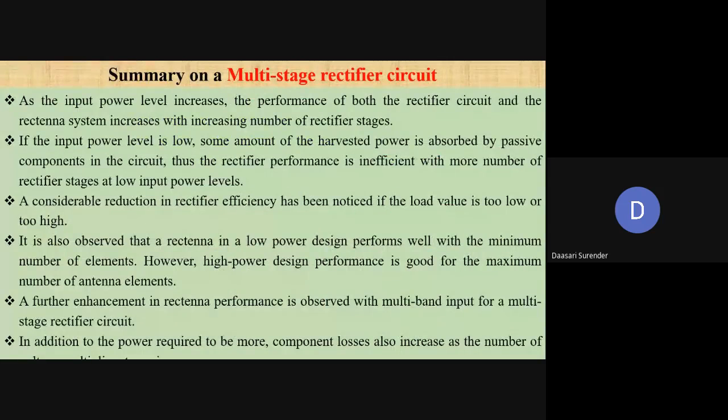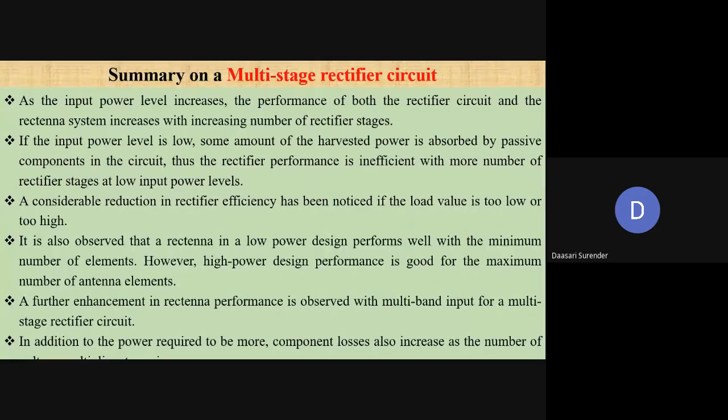So this is the summary on the multi-stage rectifier circuit. As the input power level increases, the performance of both the rectifier circuit and the rectifier system increases with increasing number of rectifier stages. It is limited to some number of rectifier stages. By further increasing the number of rectifier stages, the performance decreases because the number of components used in the rectifier circuit becomes more, so the losses associated with the components present in the rectifier become more, which affects the total rectenna performance. Hence the efficiency reduces, and the resultant output is also reduced by further increasing the number of stages. So it is limited to a certain number of stages.